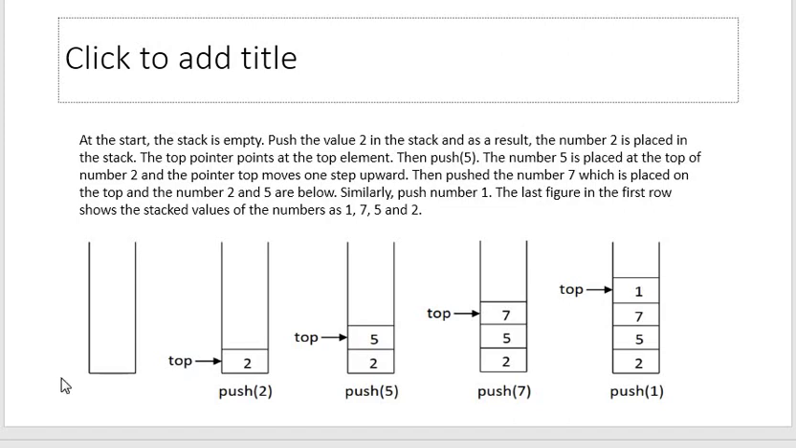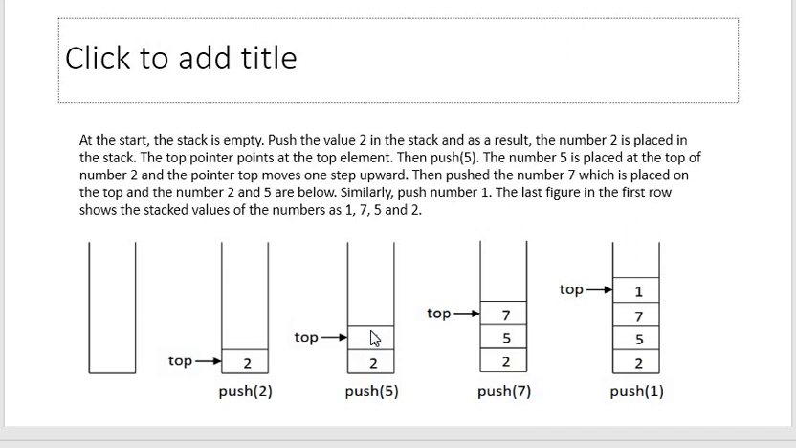At the start, if we look at the diagram, the stack is empty. As this stack is empty, push the value 2. So it is inserting the element 2 in the stack, and as a result the number 2 is placed in the stack. The top pointer points at the top element. Then push 5. We insert another element, 5, so the top pointer now points to the new element. The number 5 is placed on top of the number 2 and the top pointer moves one step upward.